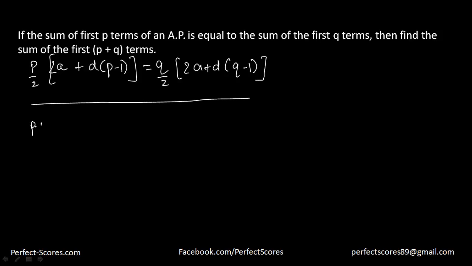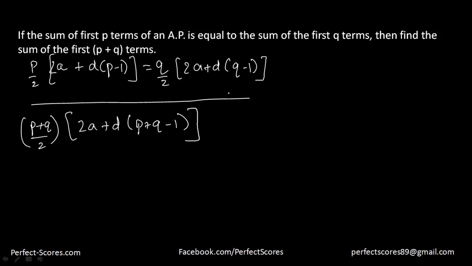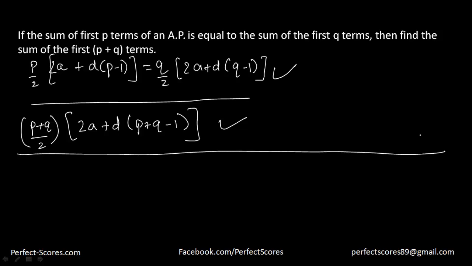You're supposed to find the sum of p and q terms. That is going to be equal to 2a plus d into p plus q minus 1. So these two equations are what you have to manipulate to get your answer. Or what you can do is go ahead and plug in. Let me just show you how to use this plug-in method.